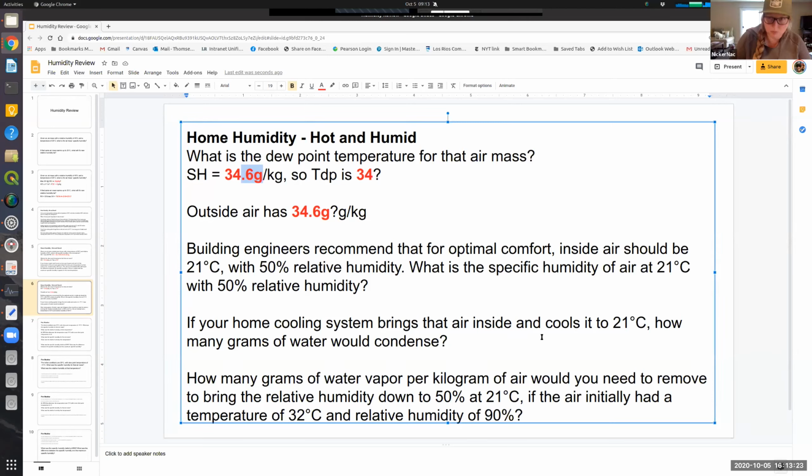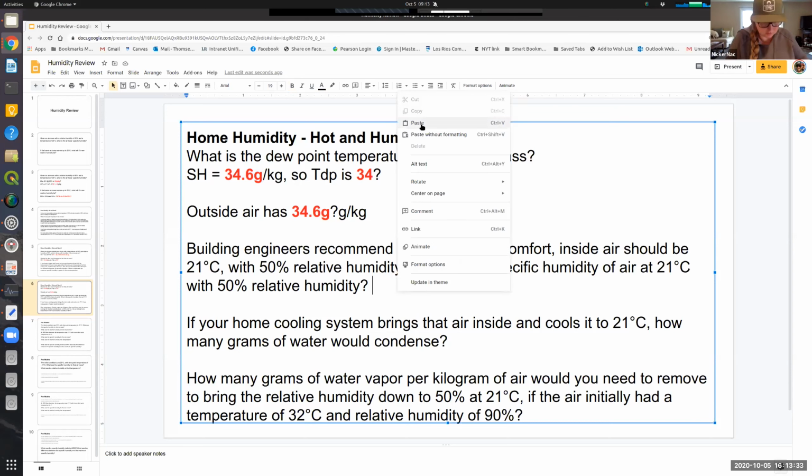Okay, so 21 degrees Celsius with 50% relative humidity. So 51.